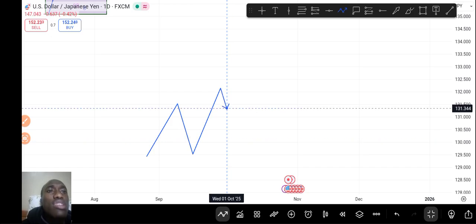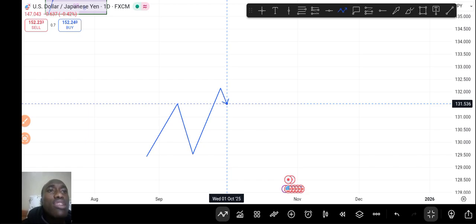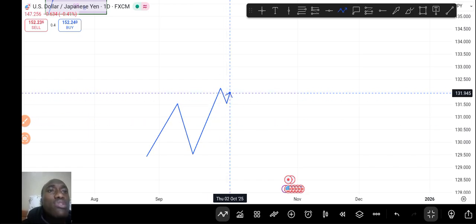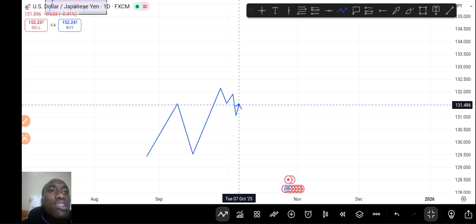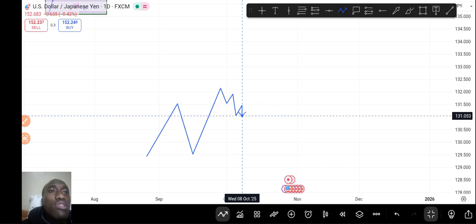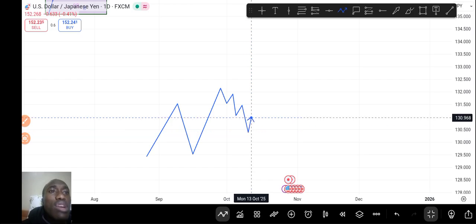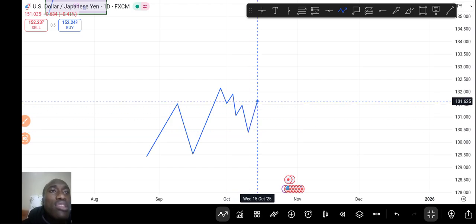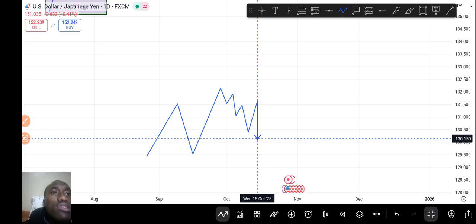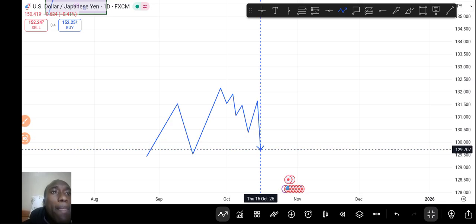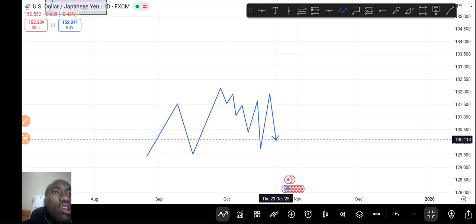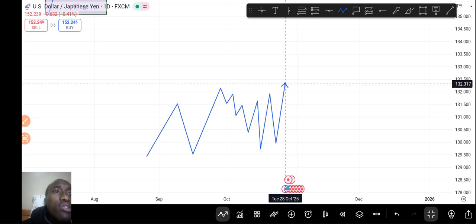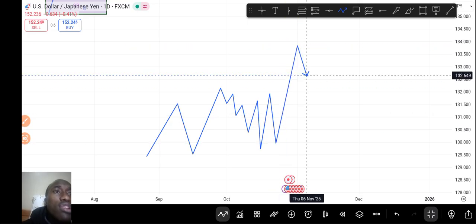Now I want us to go to the lower time frame. This is what it forms. It goes down like this, retraces a bit, goes down like this, comes back like this, and then goes down like this, comes back like this, and then goes to break more structures like that.